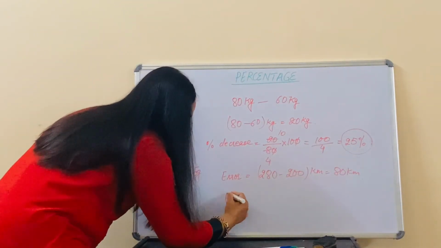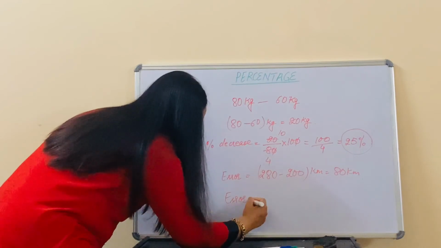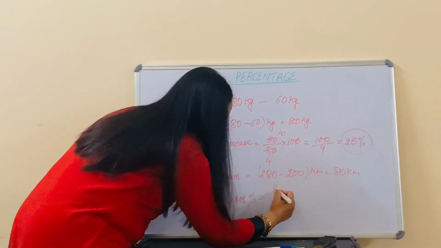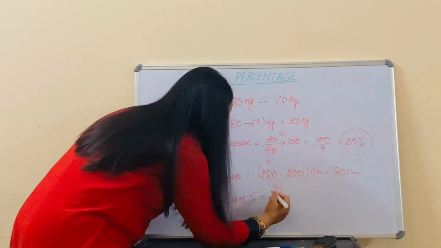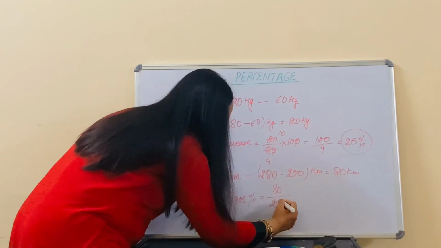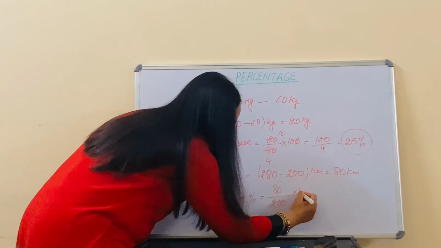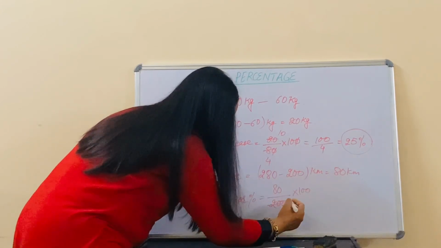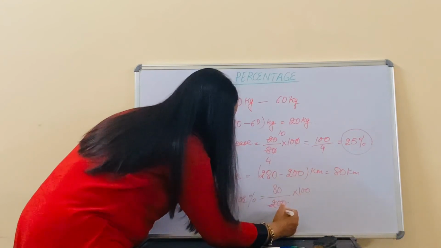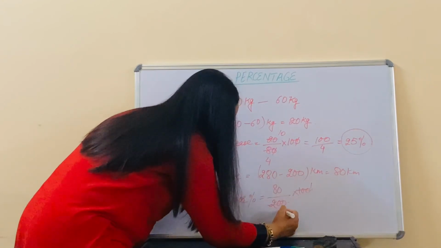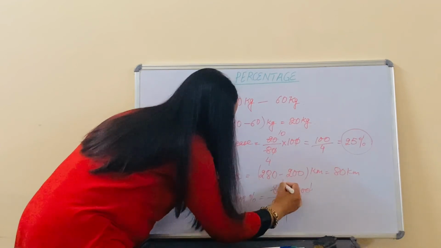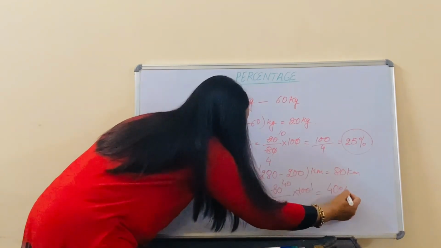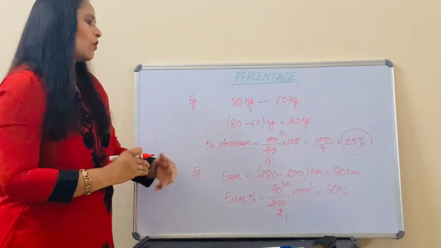How will we calculate this error in percentage? By applying the simple formula, that is the error of 80 kilometers upon the original value, that is 200, multiplied by 100. By simplifying this, we will get 40%. So there was an error of 40%.